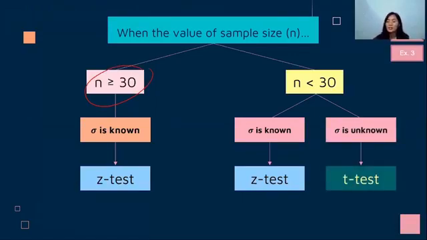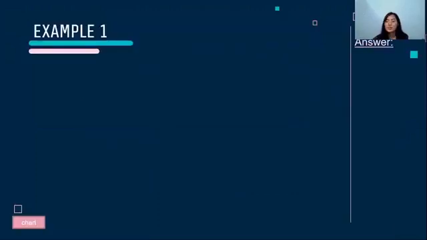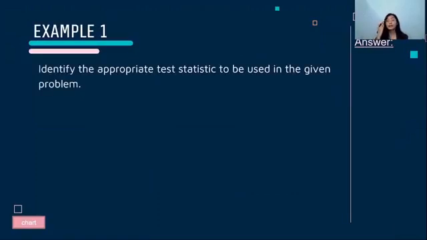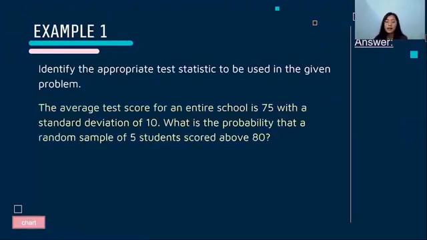So let me give you an example. So here we will identify the appropriate test statistic to be used given in the problem. So let me read it first. The average score for an entire school is 75 with a standard deviation of 10. What is the probability that a random sample of 5 students scored above 80?